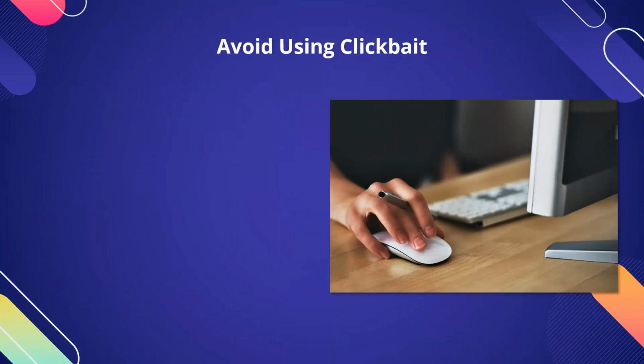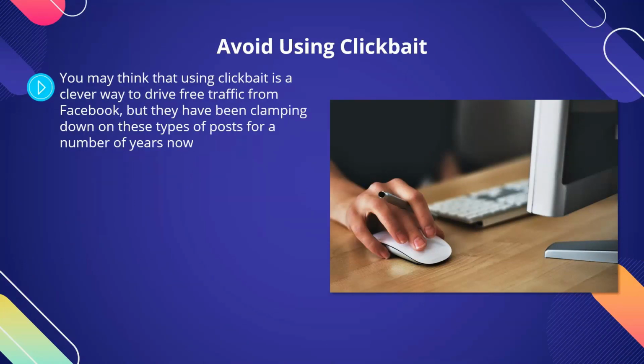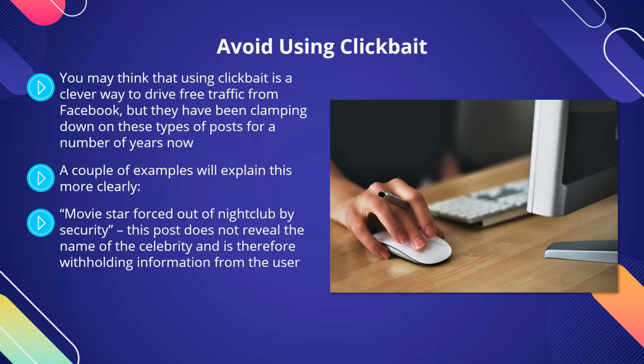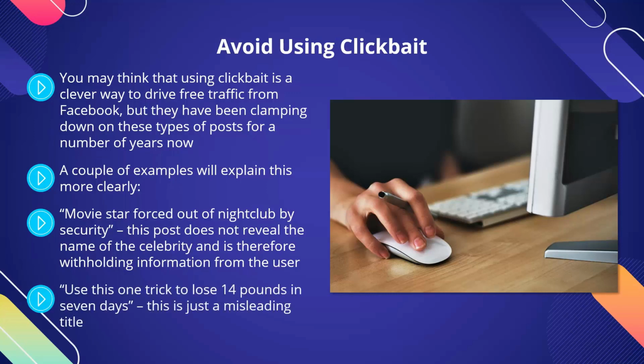Avoid using clickbait. You may think that using clickbait is a clever way to drive free traffic from Facebook, but they have been clamping down on these types of posts for a number of years now. How do you define a clickbait post? Well, these have a degree of sensationalism about them that really mislead the user. A couple of examples will explain this more clearly. Movie star forced out of nightclub by security. This post does not reveal the name of the celebrity and is therefore withholding information from the user. Use this one trick to lose 14 pounds in 7 days. This is just a misleading title.